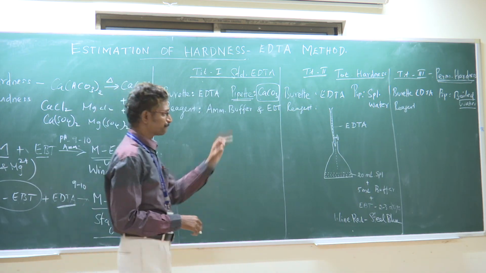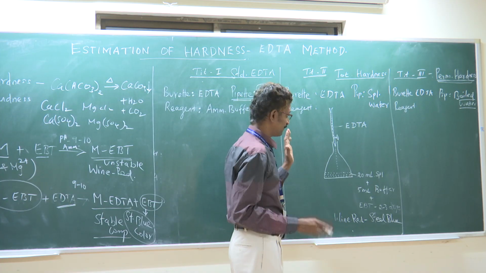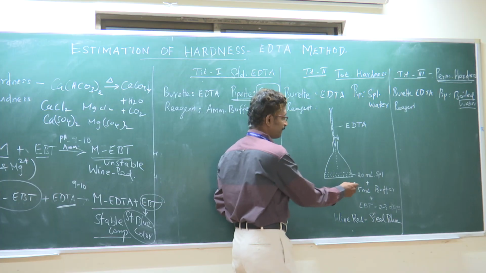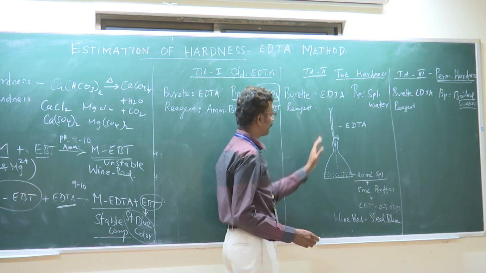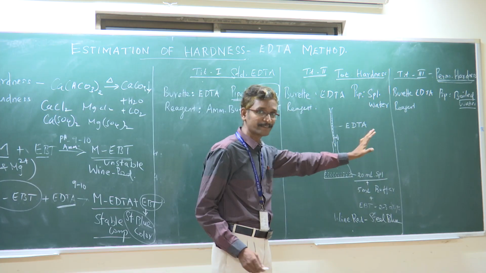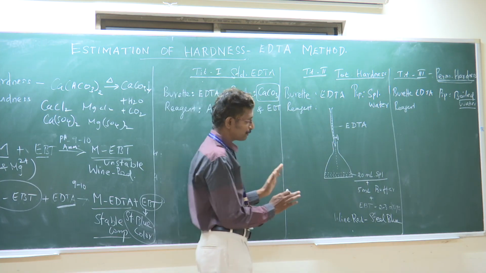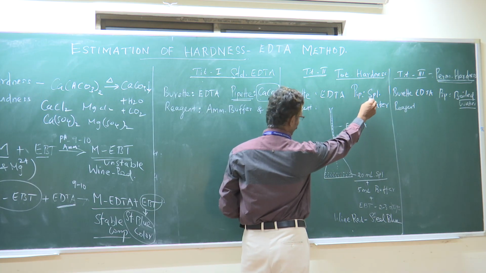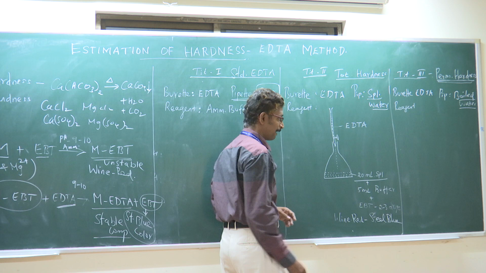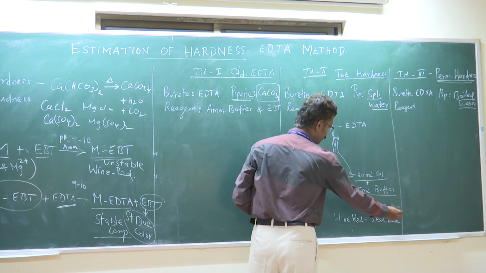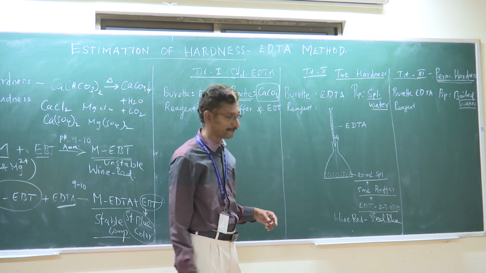Now, how to perform the titration? Very simple. First, take a clean conical flask and pipette out 20 ml of the sample. I am explaining only the determination of total hardness. For all 3 sets of titrations, the same procedure should be followed. First pipette out 20 ml of the sample water, add 5 ml of ammonical buffer, and add 2 to 3 drops of Eriochrome Black T indicator.